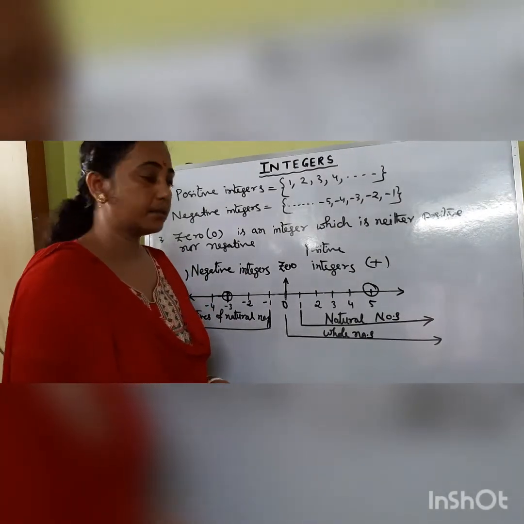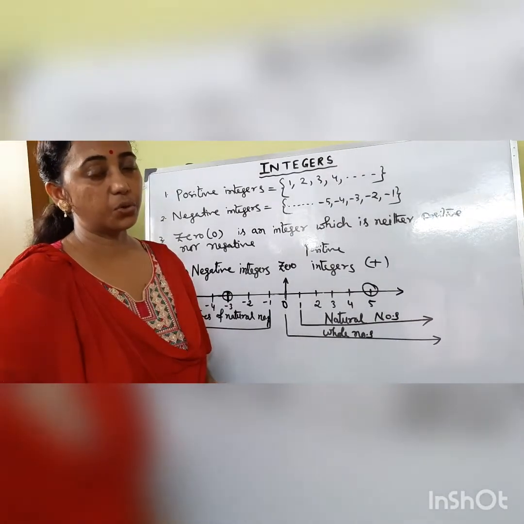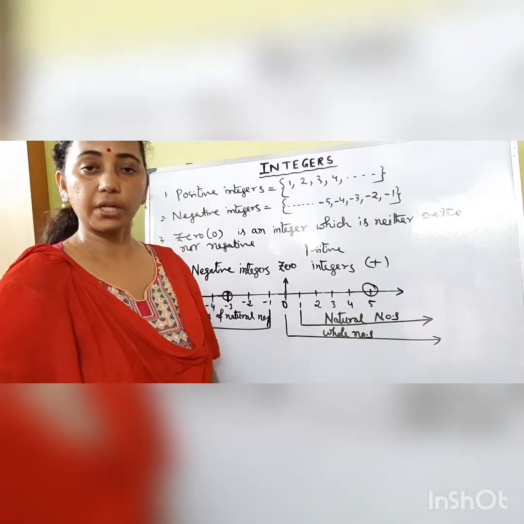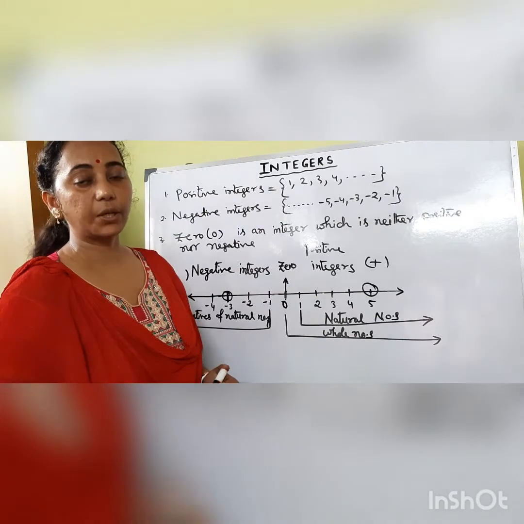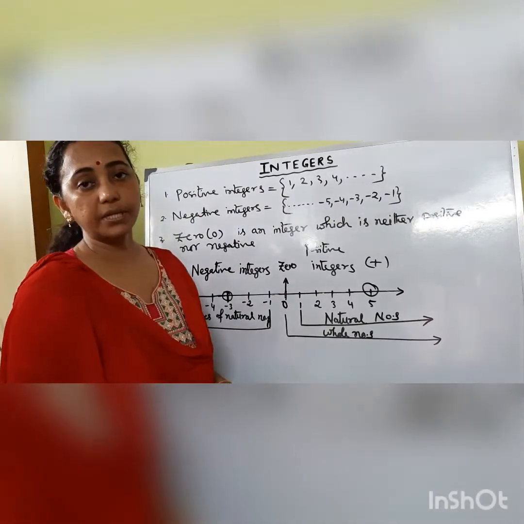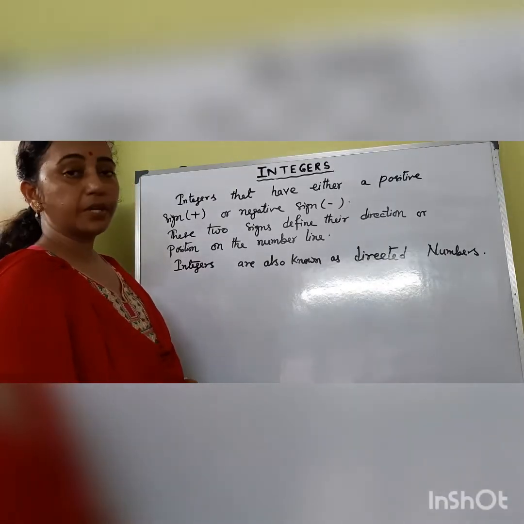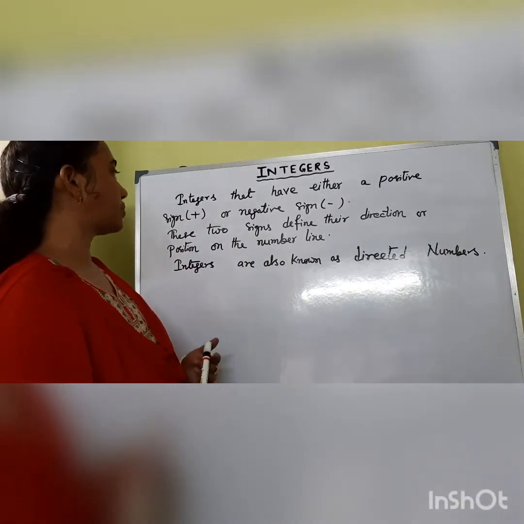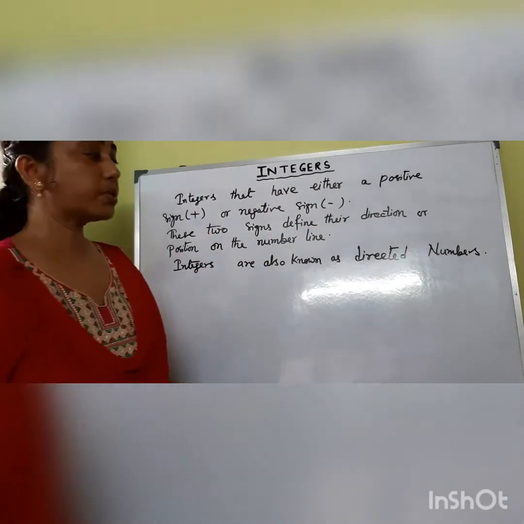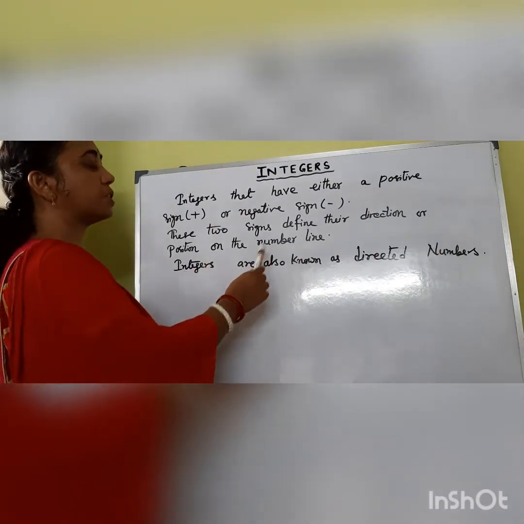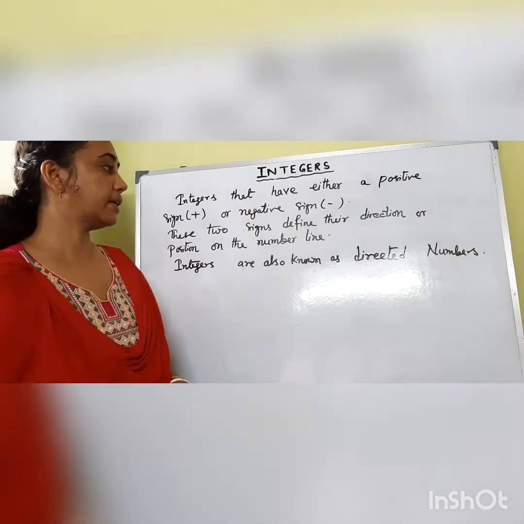So, we can say that all positive integers are greater than 0 and to the right side of 0 on the number line. All negative integers are less than 0 and to the left side of 0 on the number line, and 0 is an integer which is neither positive nor negative. Thus, we can say that integers have either a positive sign, that is plus, or a negative sign, that is minus. These two signs define their direction or position on the number line. Integers are also known as directed numbers.